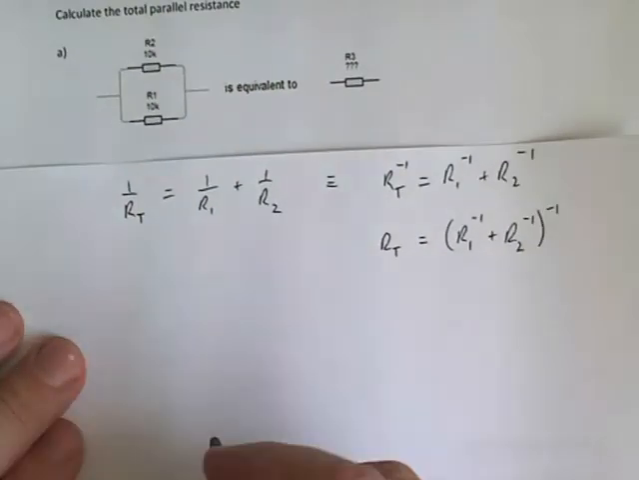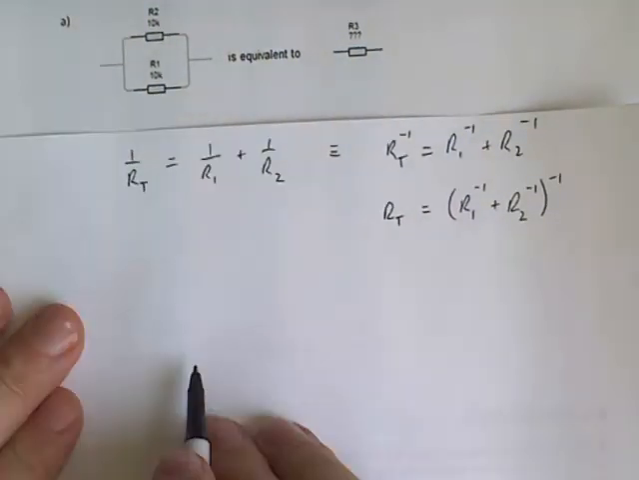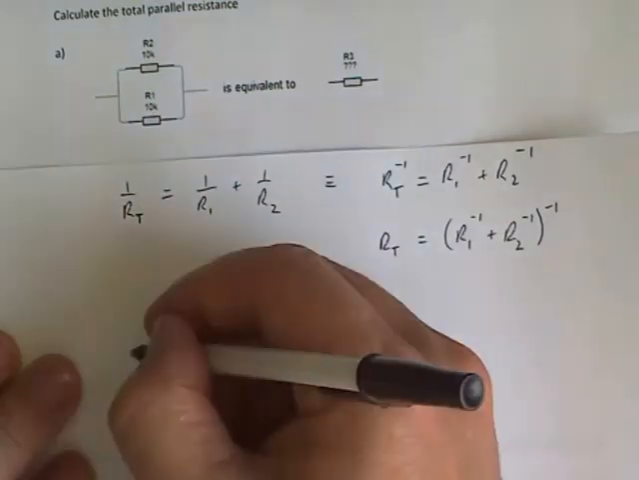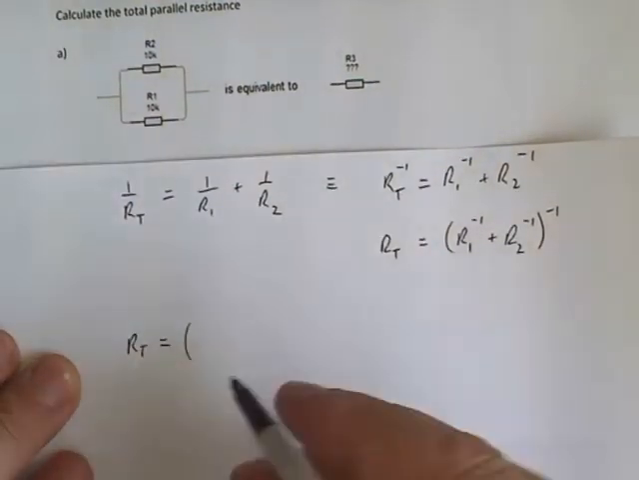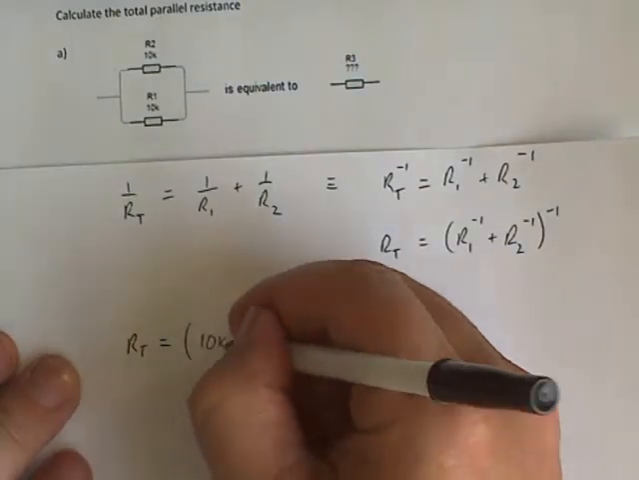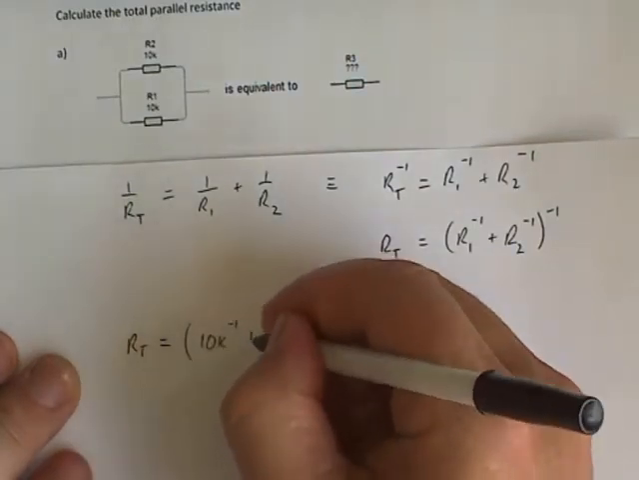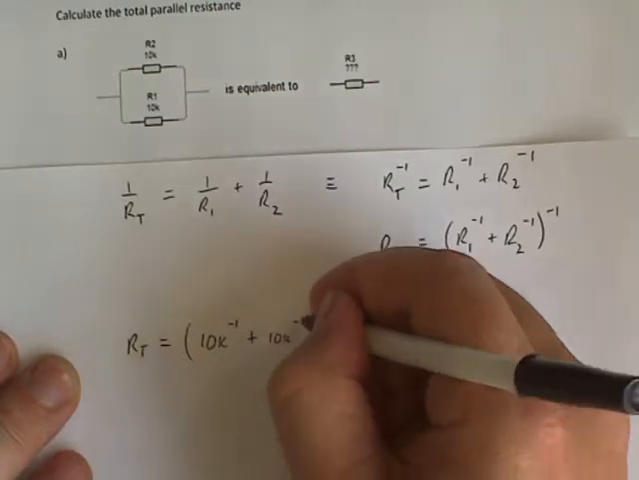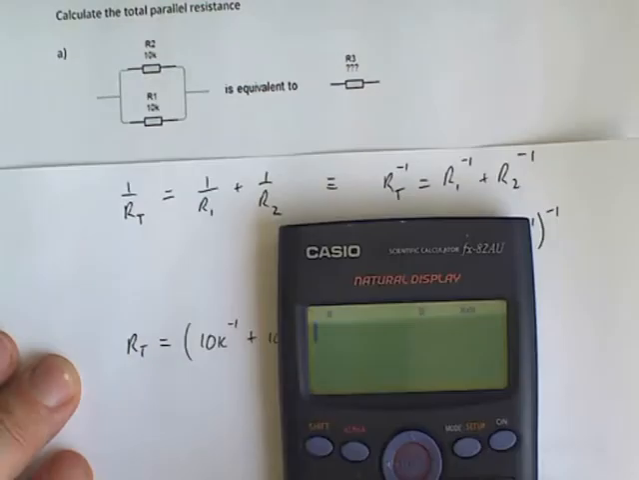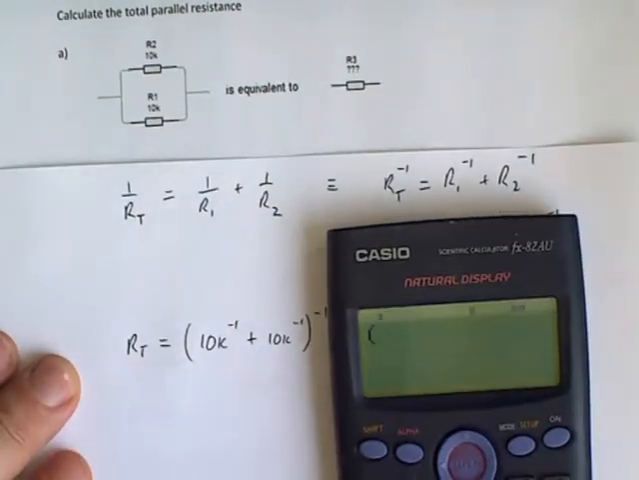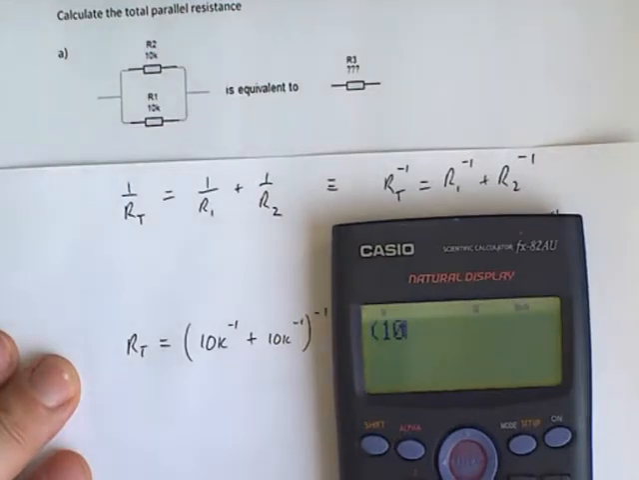So let's find this equivalent resistance with our two 10k resistors. So RT is equal to, so I'll do the bracket, and I've got 10k to the minus 1 plus 10k to the minus 1, all to the power of minus 1. Take my resistor. Now I need to do the bracket. Now it's working in k, so I just go 10.